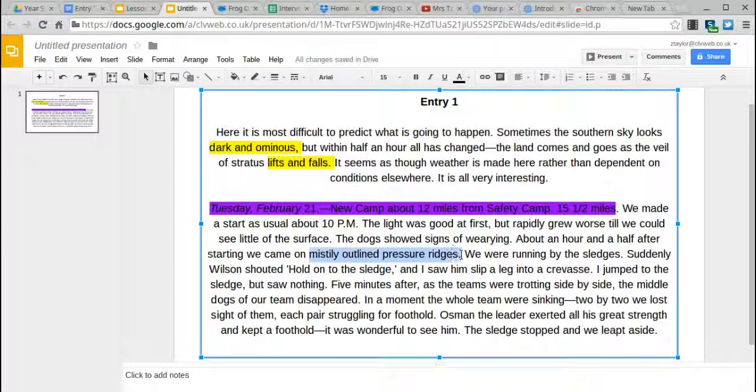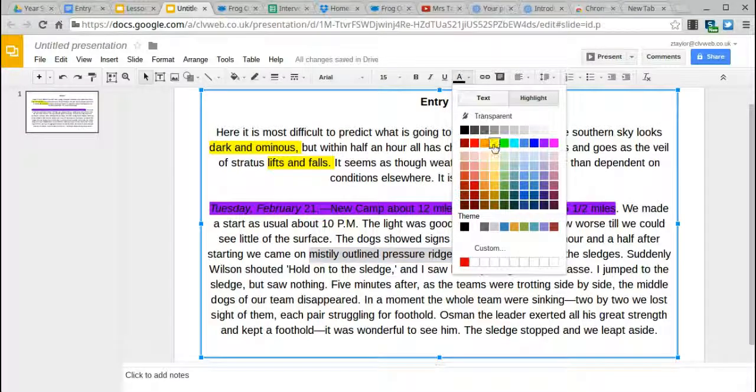And look at some of this description that he adds in there. It makes it sound almost ghostly.